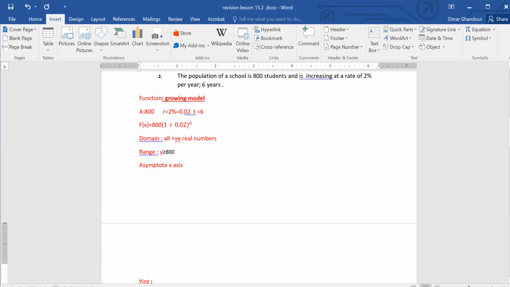What is the definition of the y-intercept? The y-intercept is the initial population of the school, because he's telling you the population of the school in the beginning is 800 students, and then it's growing per year. So the 800 is the initial population of the school. Let me even write the number, 800, for him to understand that I know 800 represents the initial population of the school.